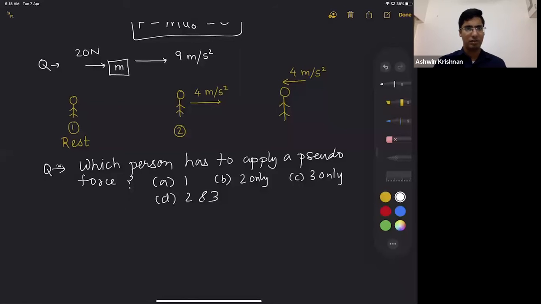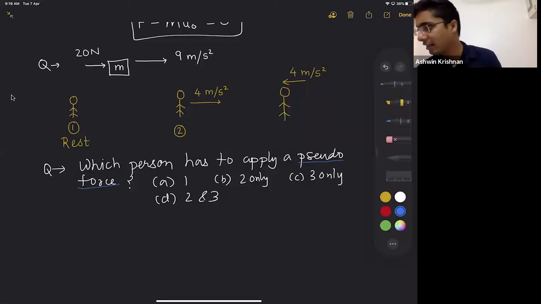Okay, so I'm going to end the poll. Around 100 of you voted, and I'm going to explain this problem. So here, the first thing: pseudo force has to be only applied by people who are accelerated.